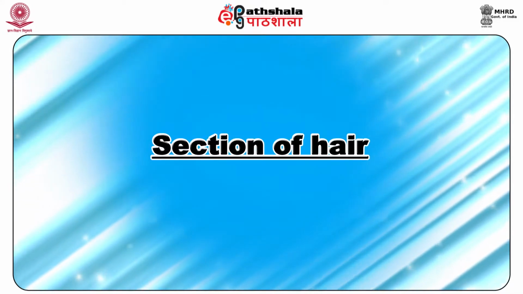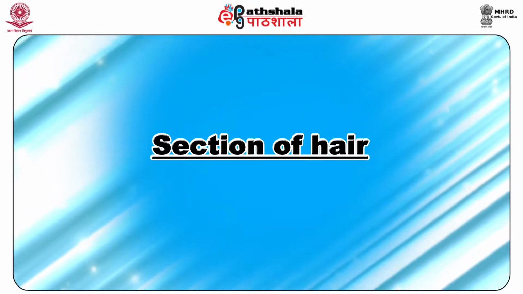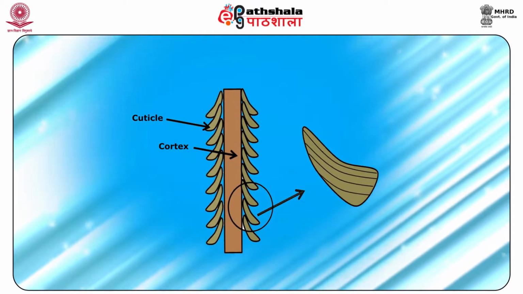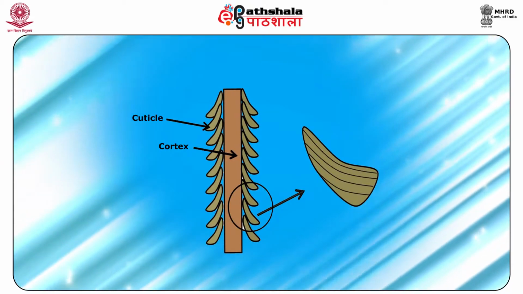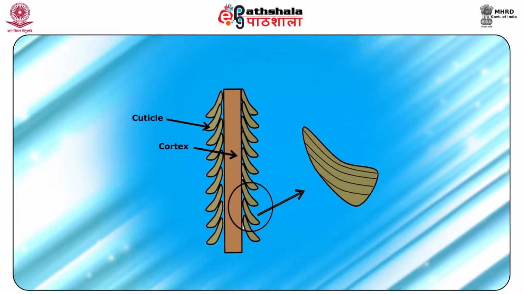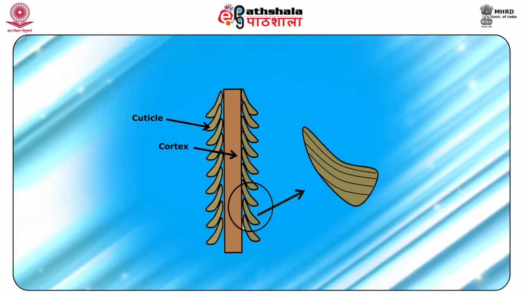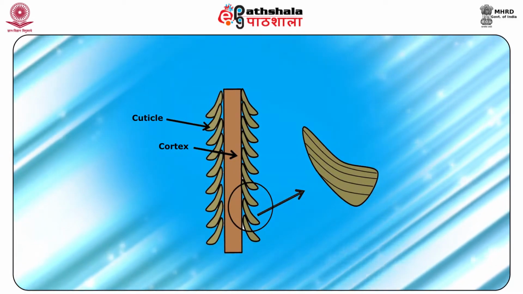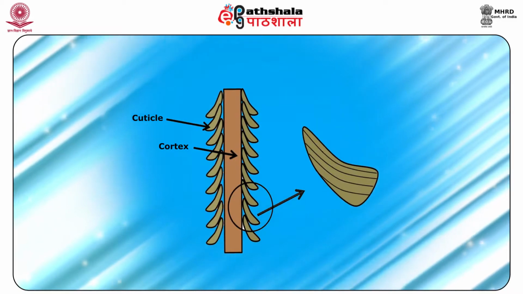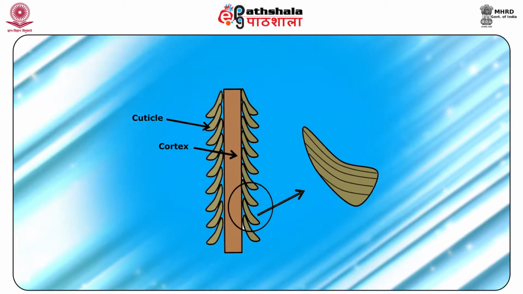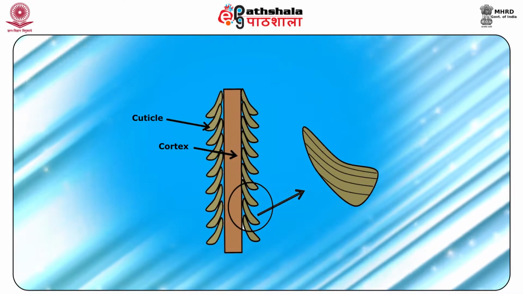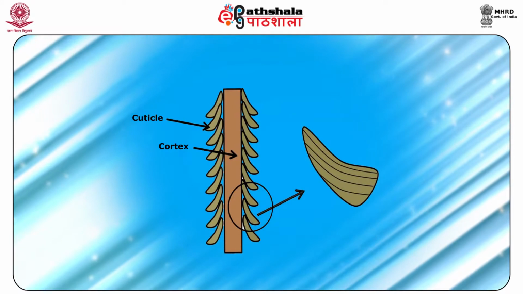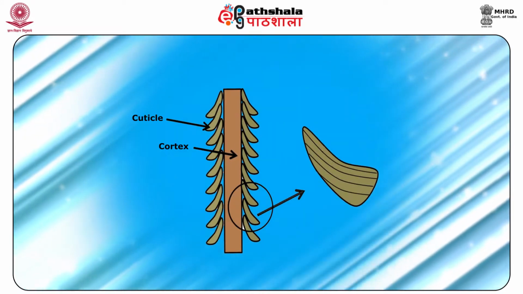Let us now understand the sections of hair. First is the cuticle layer. The cuticle layer is the outermost layer of the hair and envelops the inner layers. It is a tough, dense structure that protects the hair. Six to ten layers of flat cells surround the cortex. They are arranged in a similar fashion to roof tiles. The outermost exposed edges are open toward the tip of the hair.